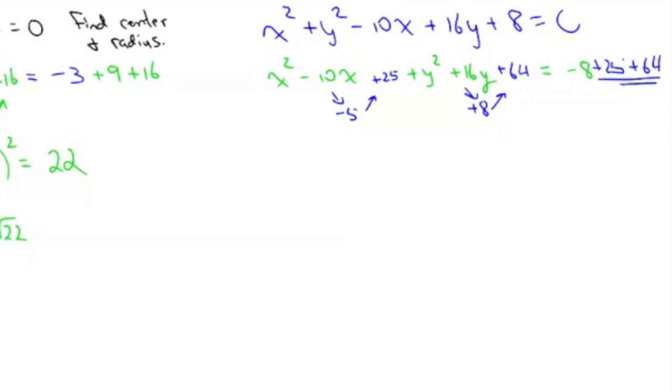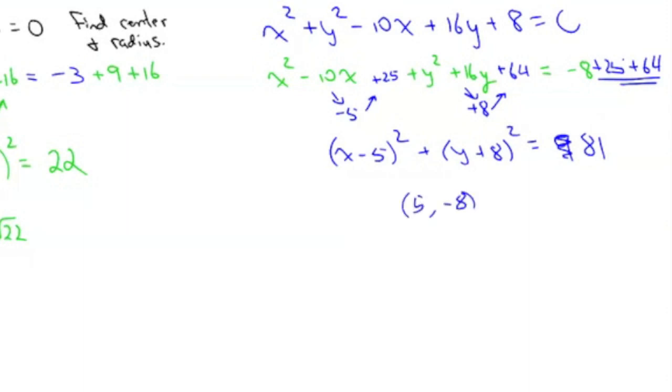Do you already know your answer? Oh, this is perfect. Let's see. This is x minus 5 all squared plus y plus 8 all squared is equal to 81. What's the center? 5, negative 8. Radius? 9. Got it.